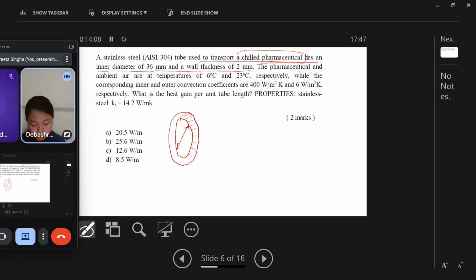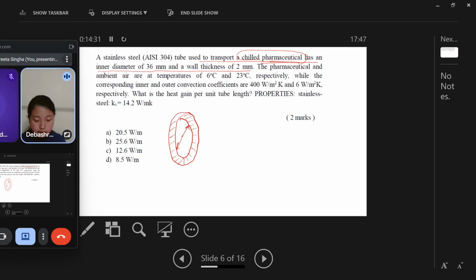Again it has a wall. The pharmaceutical and the ambient air, this is not the insulation here. They have not talked anything about insulation. This is only the wall of the stainless steel. The wall of the stainless steel itself is 2 millimeter thick.